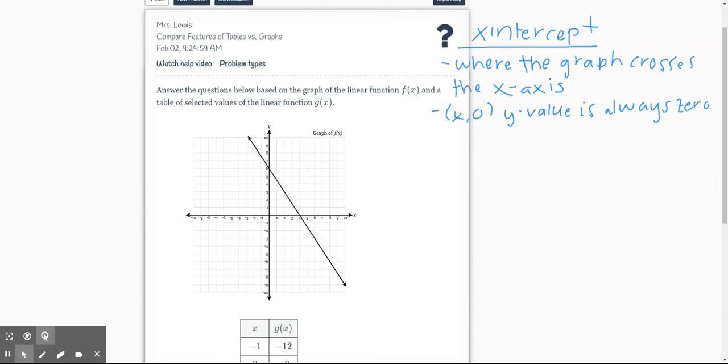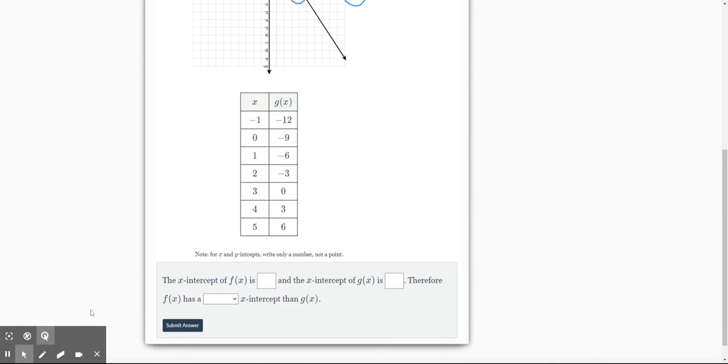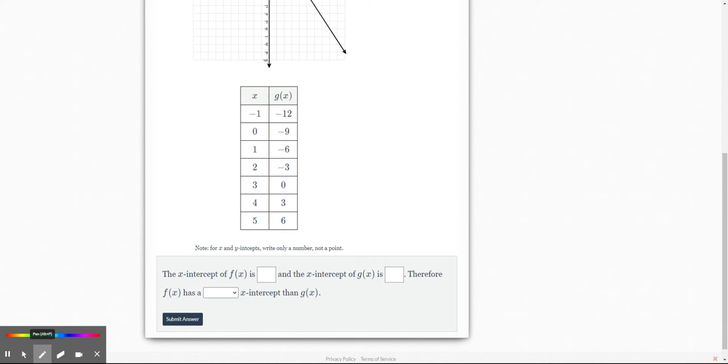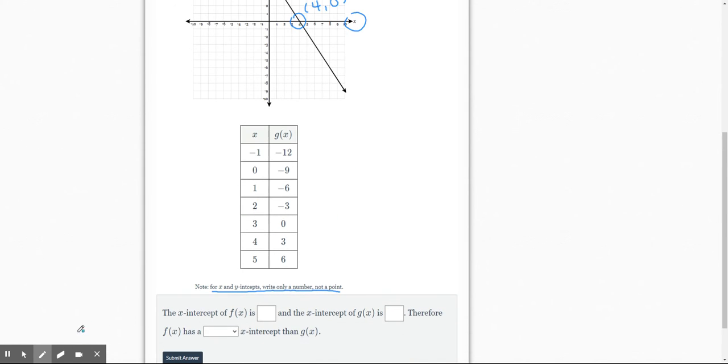So when we look at this graph here first, we say, okay, well, here's the x-axis. Where's my graph crossing the x-axis? Well, here at the point 4, 0. Now, same as the last time, it said for x and y intercepts, write only the number. And so since it's 4, we're just going to write 4.